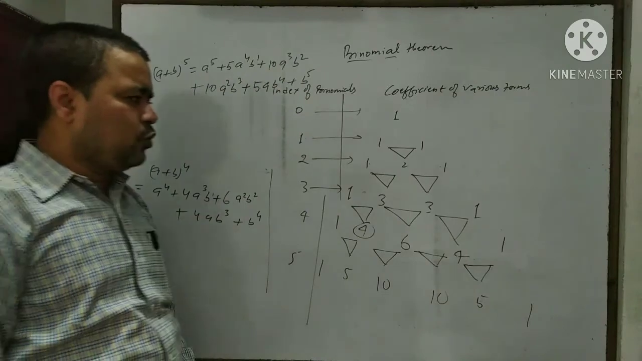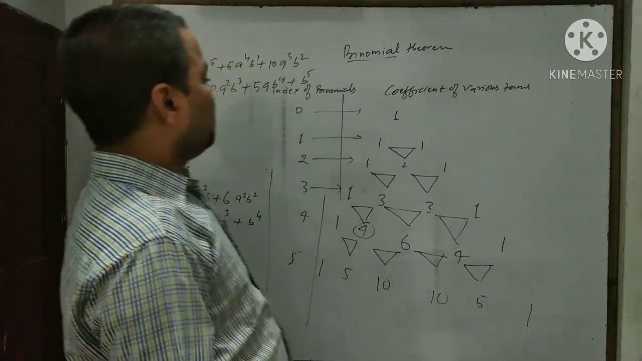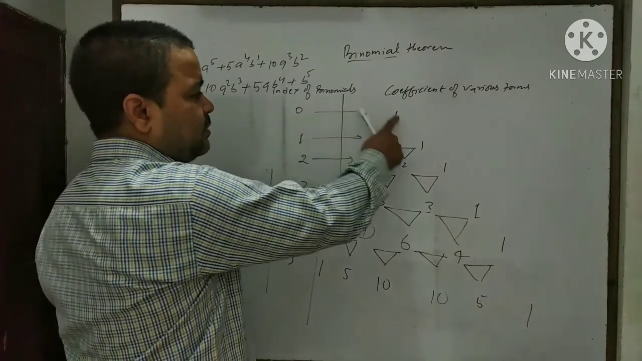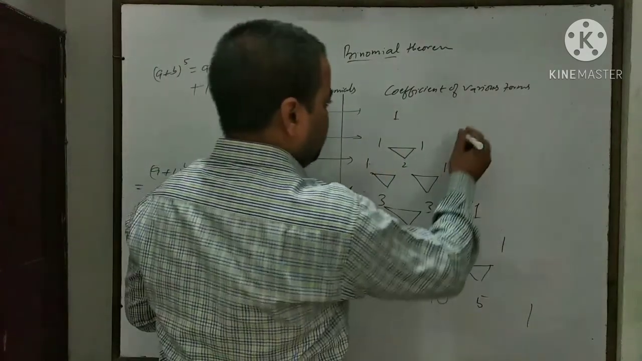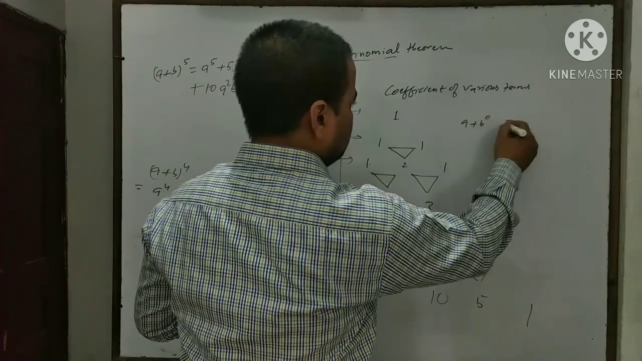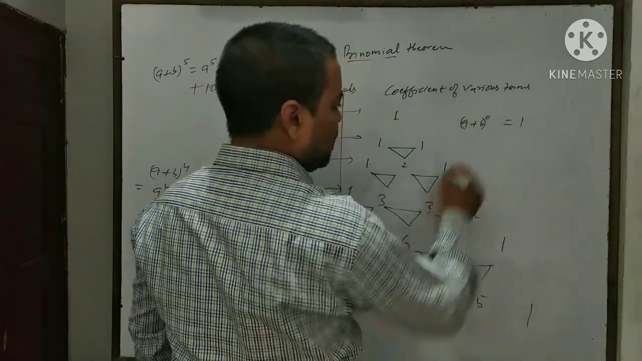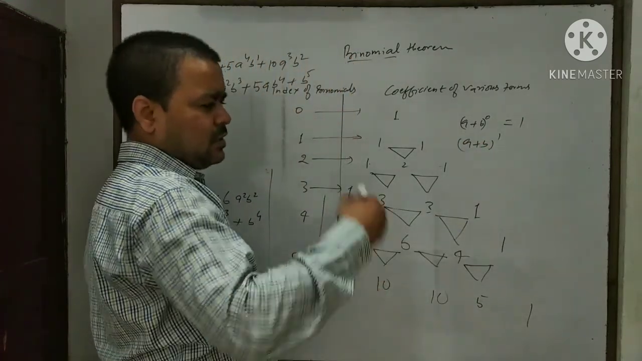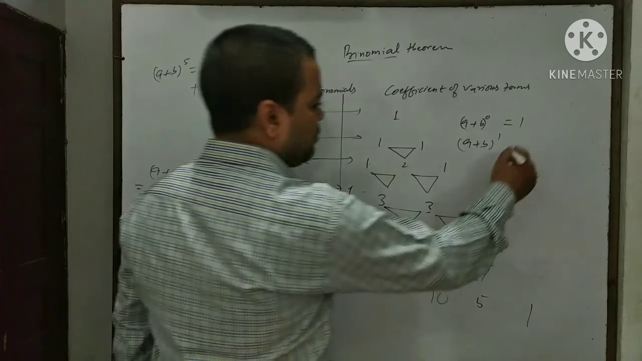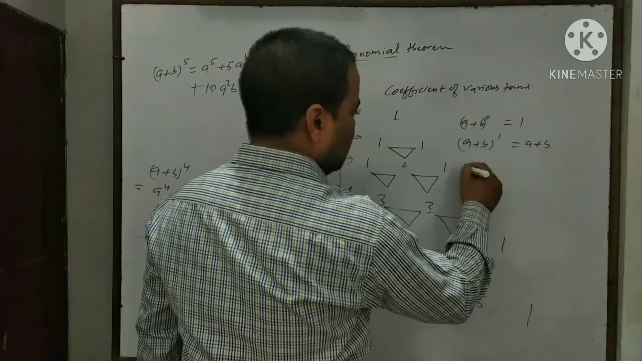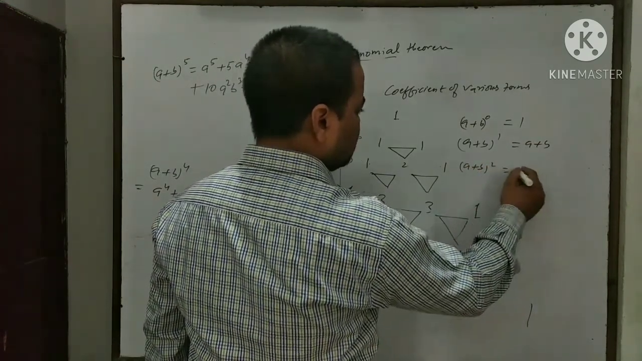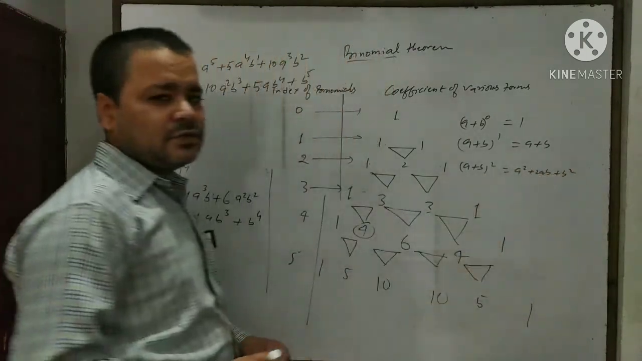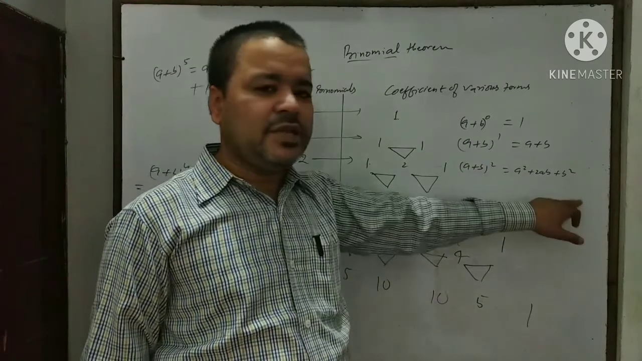One more thing we notice: if the power is 0, then the term is 1, just like (a plus b) raised to the power 0 is 1. If the power of the binomial is 1, then there will be 2 terms, just like a plus b. If (a plus b) is squared, then a square plus 2ab plus b square, so we have 3 terms. If the power is 2, then we have 3 terms.